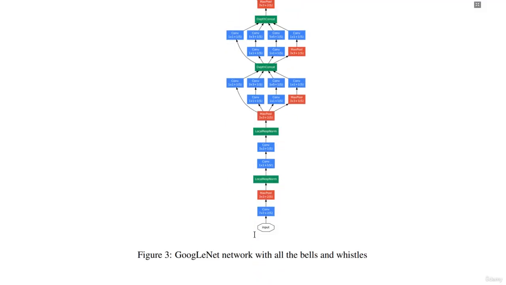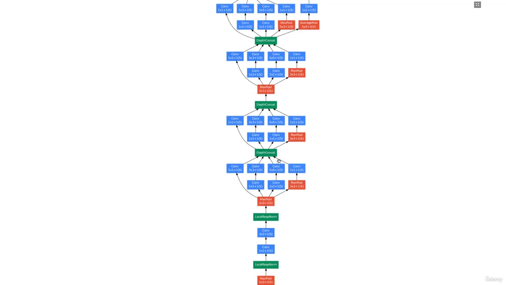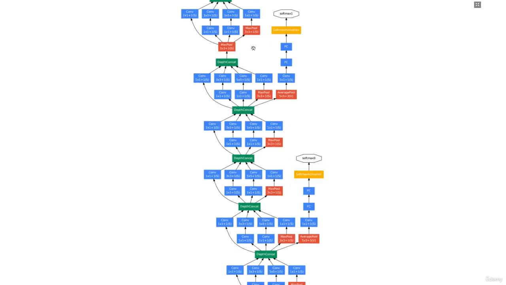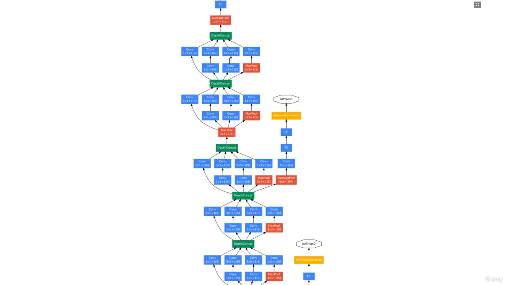Now coming back to this, we have this initial, that's the input. We have the conv layer, which is 7 by 7, max pool, local response norm, conv layer, local response norm, max pool, and then right here we have this first inception block. So this is our first inception block, second inception block, third, fourth, fifth, sixth, seventh, eighth, ninth.